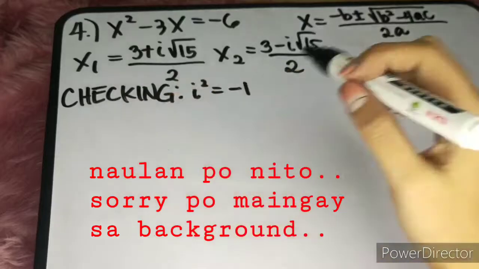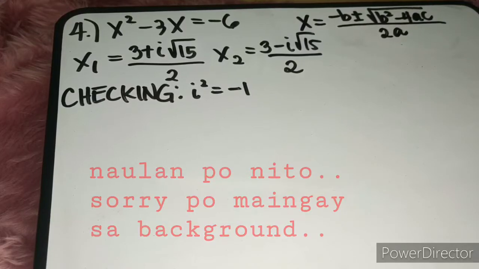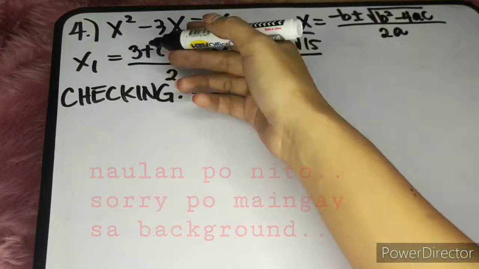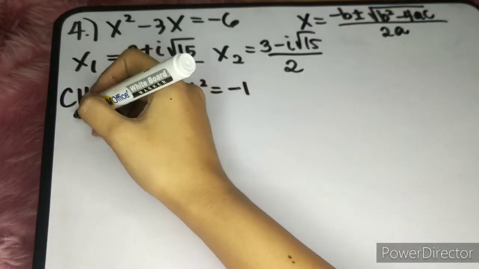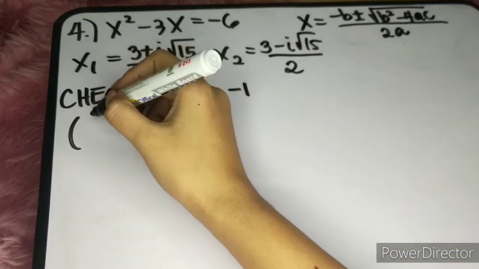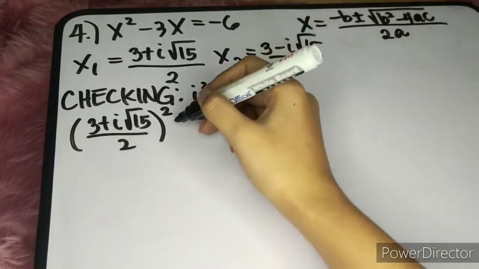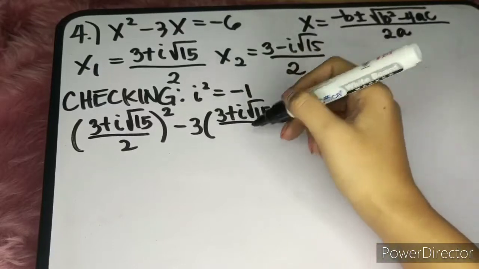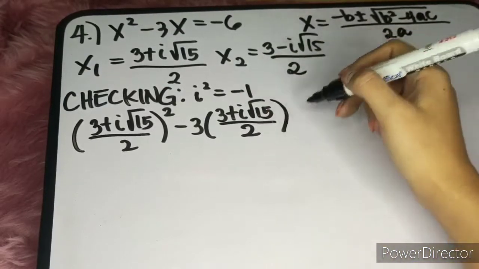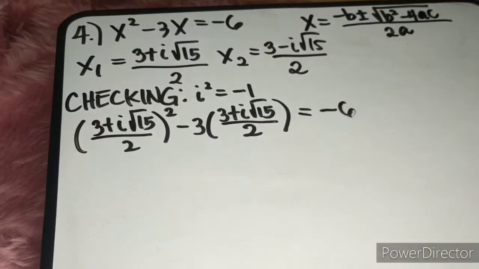So I will just first show the x sub 1, and then sa x sub 2 checking, hindi na ako magsasalita. I will just fast forward the computation. So let me show you how we will be getting the square of, kasi malalagay natin to sa parentheses. Okay? So sabi doon, x squared. So yung 3 plus i square root of 15 over 2, i-square natin yan. Minus 3 times yung x natin, which is 3 plus i square root of 15 over 2 pa din yun. I-equals natin sa negative 6, which means dapat yung makakompute natin dito will be equal to negative 6 kasi yun yung nasa kabilang side. Okay?